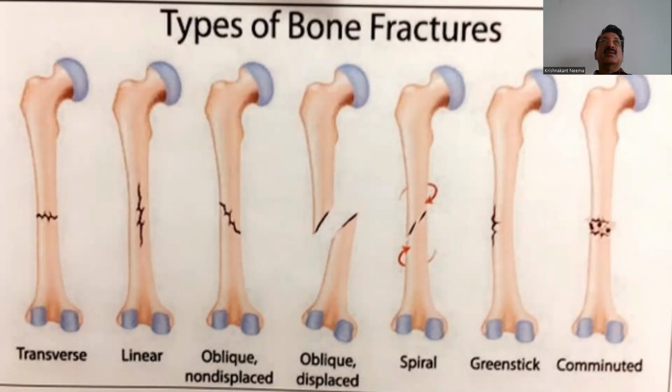There is one more interesting fracture, that is greenstick fracture, where in the child, sometimes due to thick periosteum, only one side of the cortex is broken and the other side is intact. So this fracture is called a greenstick fracture. And then lastly, when there are multiple fracture lines at the same spot, you call it a comminuted fracture.